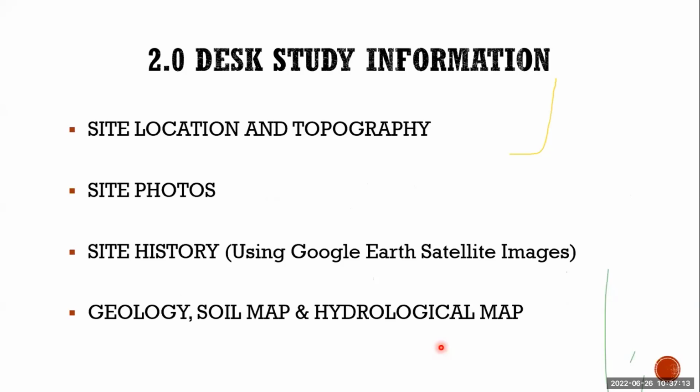In chapter 2, you're going to brief the desk study information. That means you should mention the site location. Where is the site located? How far is it from the city or village, or maybe it is in the forest, and what is the topography? Either it is flat, undulating, or sloping ground. Sometimes before the start of projects, some clients may do a survey. Then you can get the contour plan, so that you know the site condition prior to your investigations.